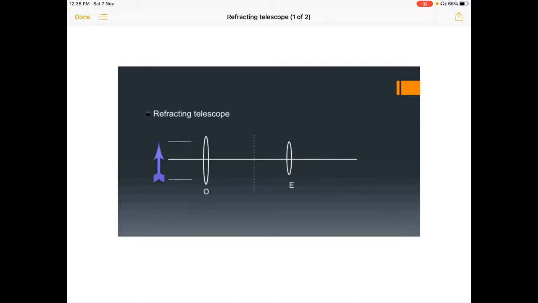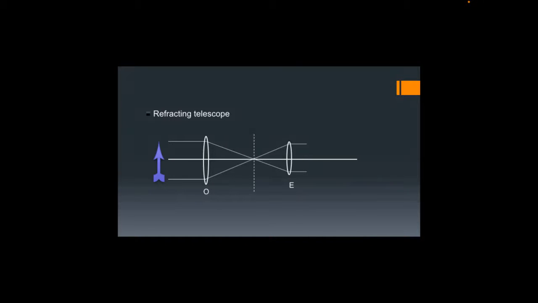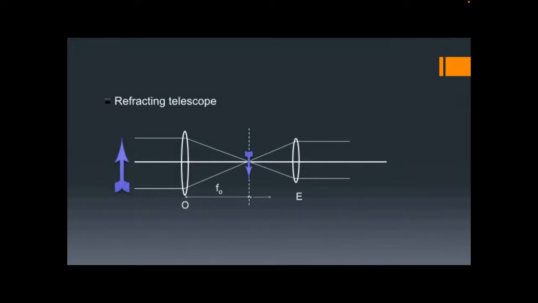In this animation, we can see two lenses. One is O, the objective, and E is the eyepiece. The blue arrow that we are seeing on this screen is the object that we are observing.